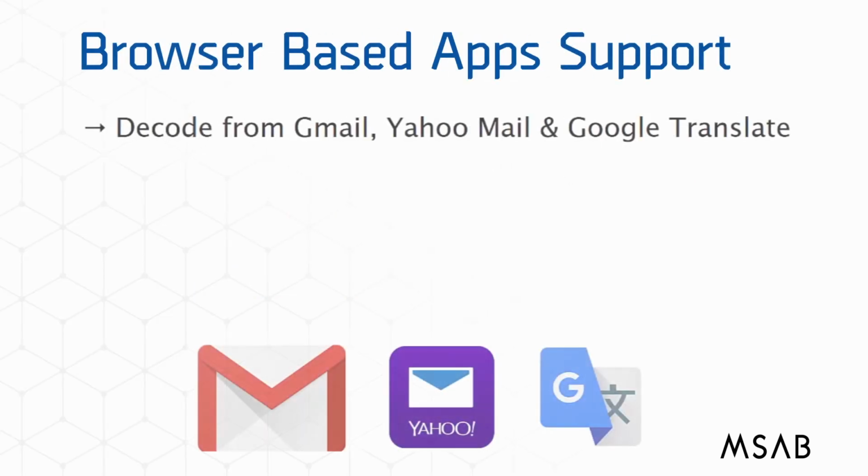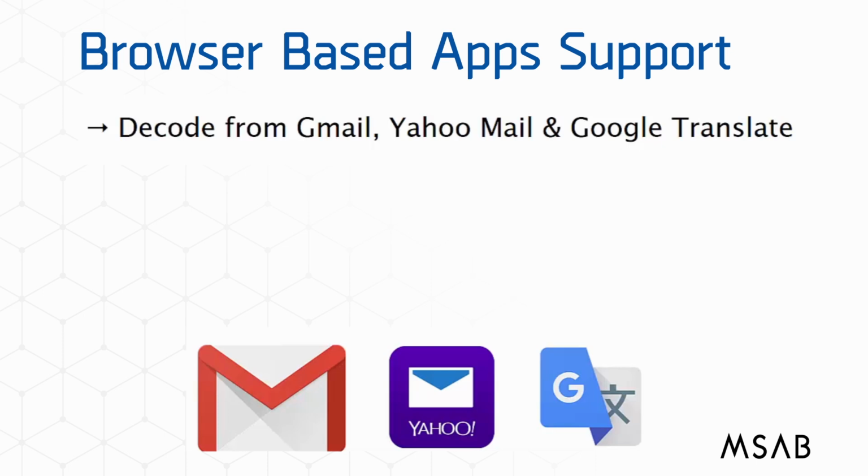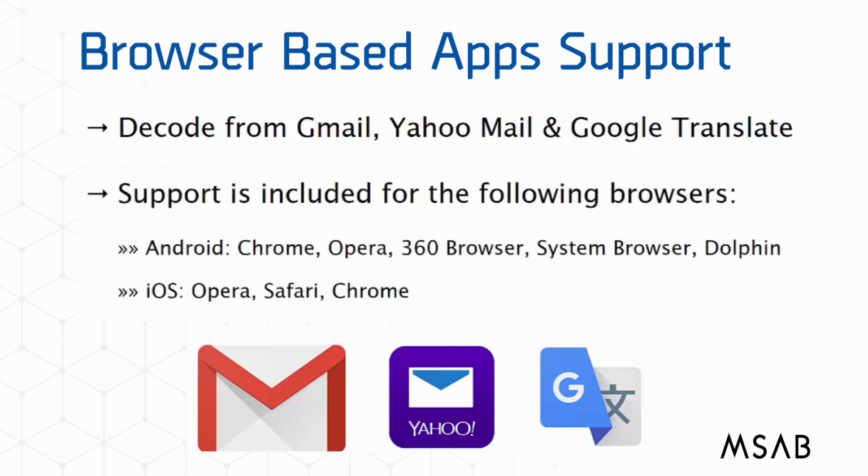We now have support for browser-based apps. When users look at something like Gmail, for example, in their own browser, we'll now be able to recover that in version 7.2. And as you can see here, support is included for both Android and iOS to recover data from Yahoo Mail, Gmail, and Google Translate that have been viewed by these web browsers.